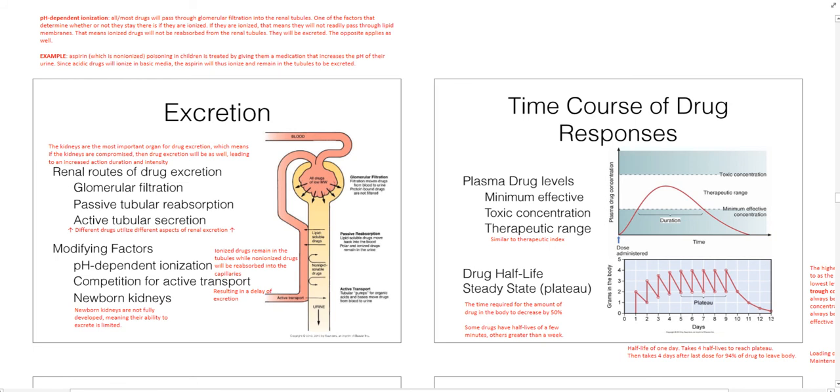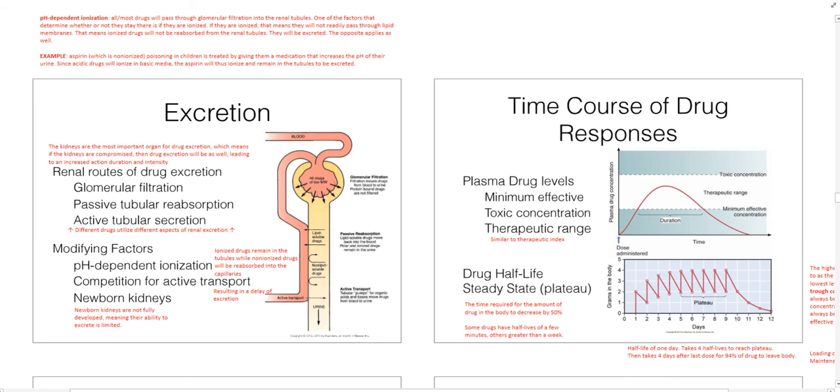Certain things can modify excretion. So, for example, pH-dependent ionization. If a medication is ionized, it will not readily pass through lipid membranes. We already kind of covered that. So the more ionized they are, they won't cross through. They will just stay in here and go out.